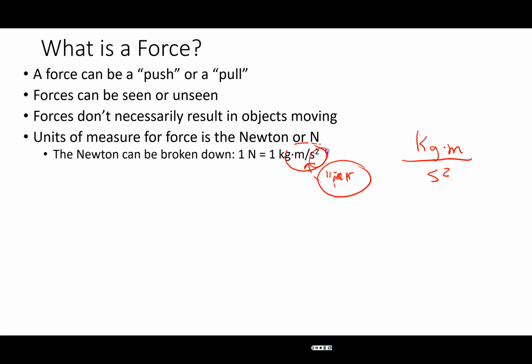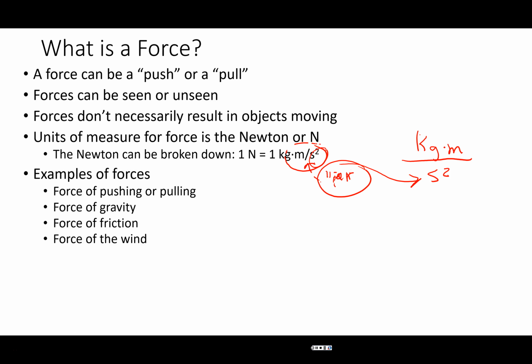Anything that follows the per is what we call the denominator. Kilogram, meters per second squared. It's a newton. It's a force. That could be helpful later. So examples of forces are pushing, pulling, force of gravity, force of friction. The wind is a force.